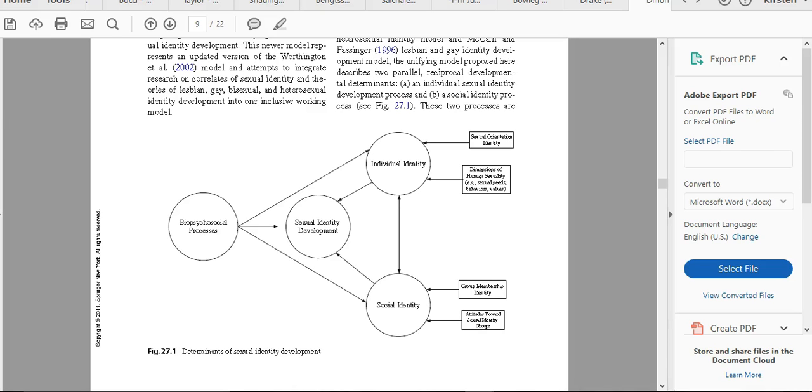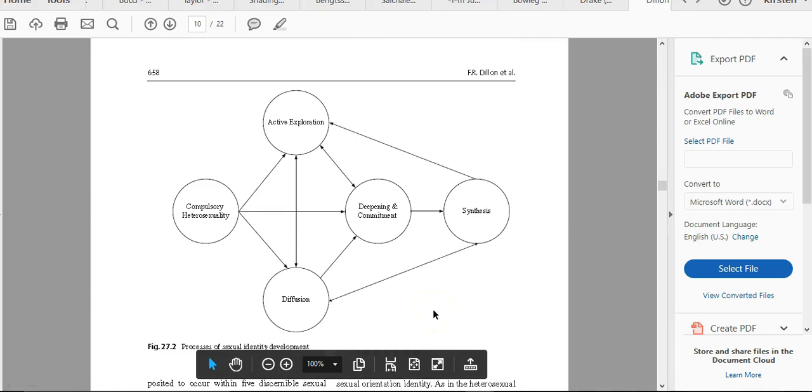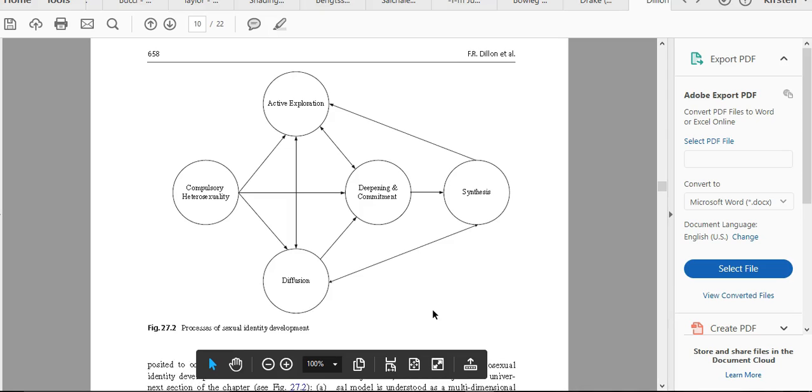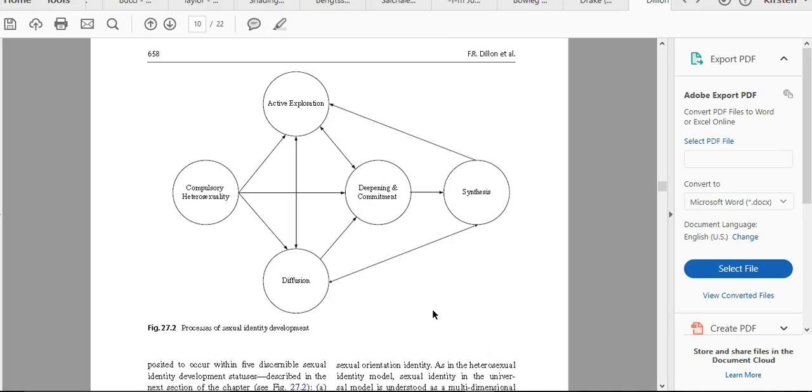We scroll down a little bit. So the meat of this model is going to be these 5 essential processes. And these are going to operate both within the individual component and the social component. The first status, and I should point out that parts of this model should be thought of as nonlinear and flexible and fluid. However, there is some linearity implied within the model. The first status is compulsory heterosexuality, and that's where heterosexuality is presumed to be normal, good, universal.